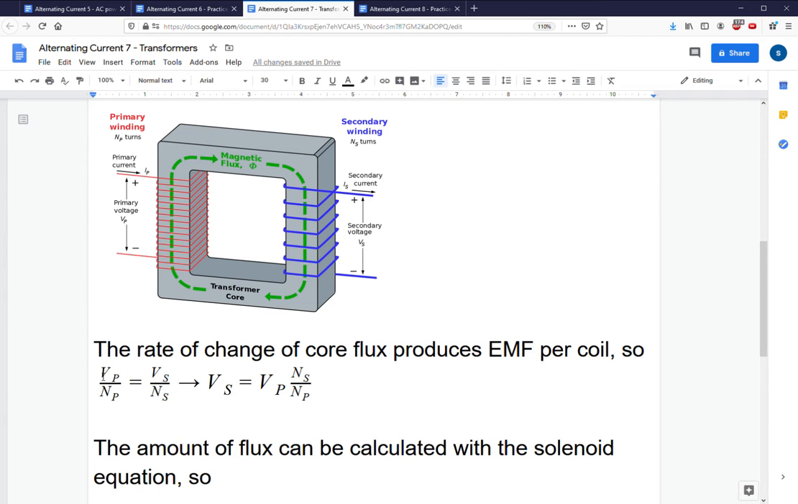However you want to put it, that says that the voltage across the primary coil divided by the number of loops in the primary coil is equal to the voltage across the secondary coil divided by the number of loops in the secondary coil. Another way you often see this written is rearranged, solve for Vs. The voltage in the secondary coil is equal to the voltage in the primary coil times the ratio of the number of loops.